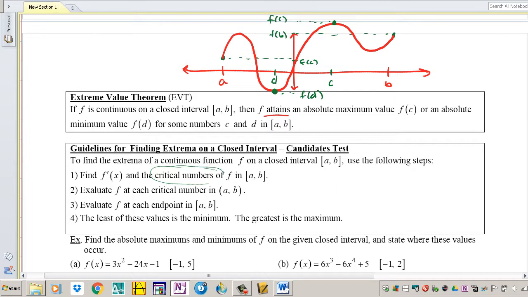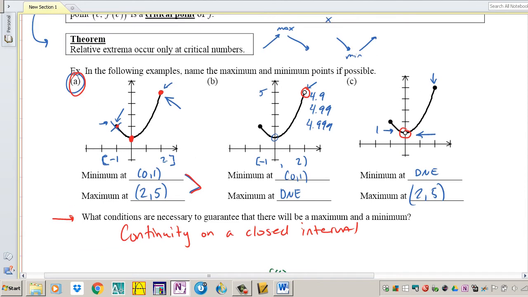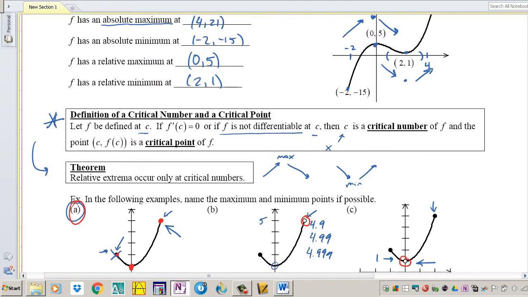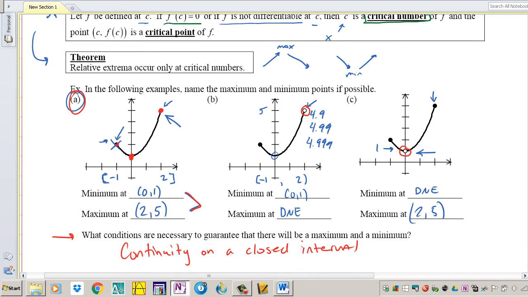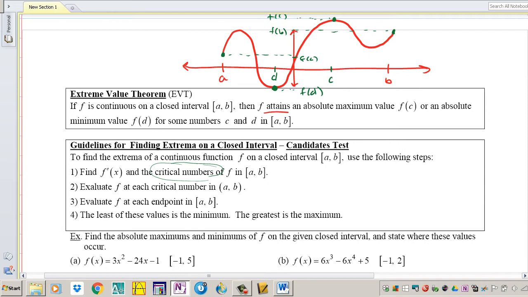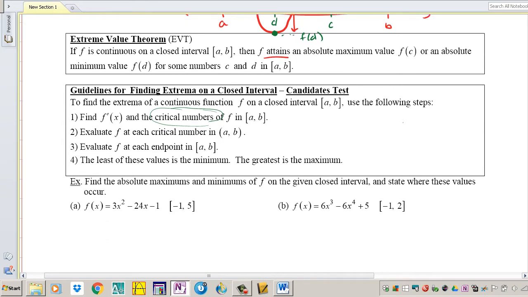Now, why are critical numbers so important? Let's go back to the definition of critical numbers. So I had told you guys to put a star next to it. It says here, if f prime of C, if the derivative of C is equal to 0 or not differentiable, then C is called a critical number. So why is critical number so important for finding absolute max, absolute min? Let me draw you guys a picture.